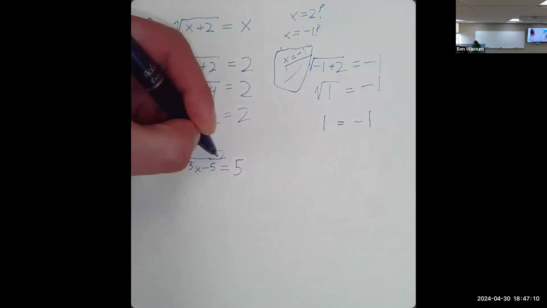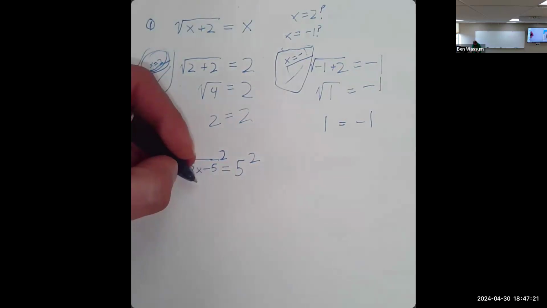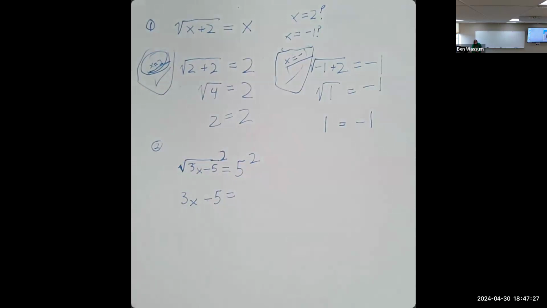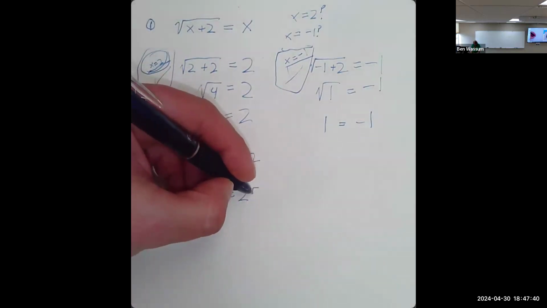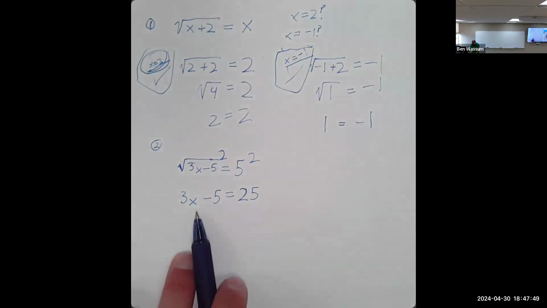So if you square both sides, you slap an exponent of 2 on both sides. The square root of the square disappears. This thing will become just the 3x minus 5. Just goes away. Cancels out. Over on the right, well, we just squared a 5. So that's 5 squared, 5 times 5, 25, right? Okay, this is doable, right? We got to get that x and solve for it.